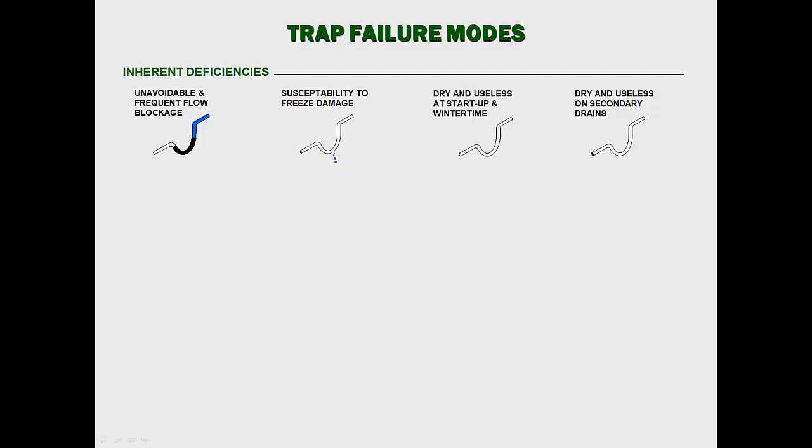The trap failure modes identified by ASHRAE can be divided into three categories: those due to inherent trap deficiencies, trap design deficiencies, and unwise field practices. Inherent trap deficiencies include unavoidable and frequent flow blockage, susceptibility to freeze damage, dry and useless at startup and wintertime, and dry and useless on secondary drains. These deficiencies are common to any trap, regardless of the design.